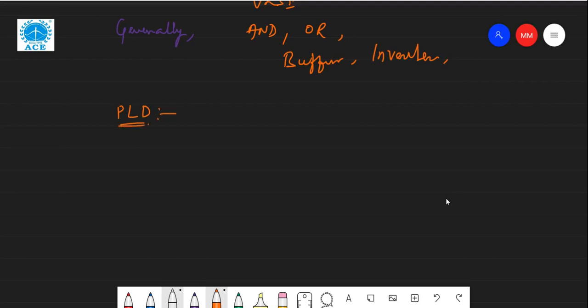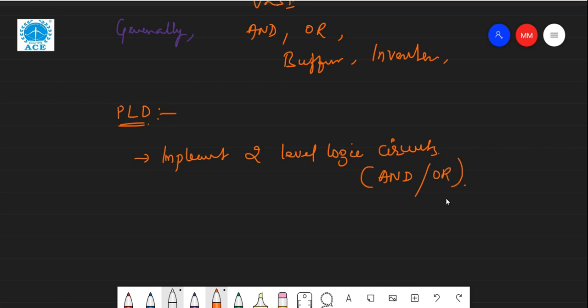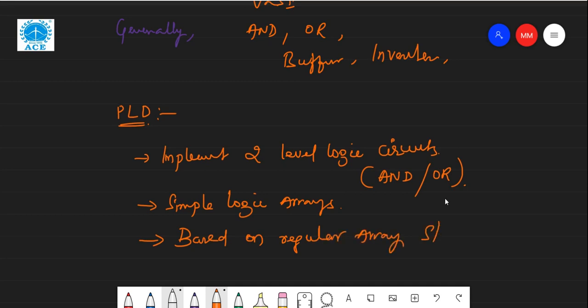Generally PLDs implement two-level logic circuits, that are AND and OR. These are simple logic arrays, and also not complicated ones. They are based on a regular array structure.